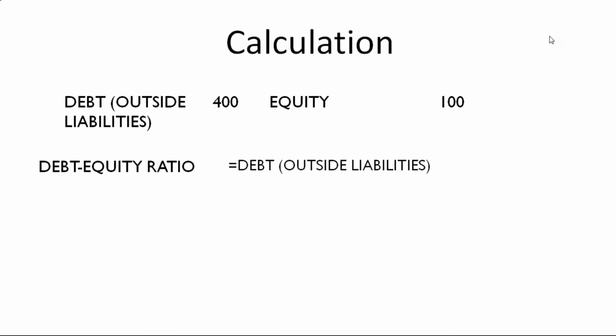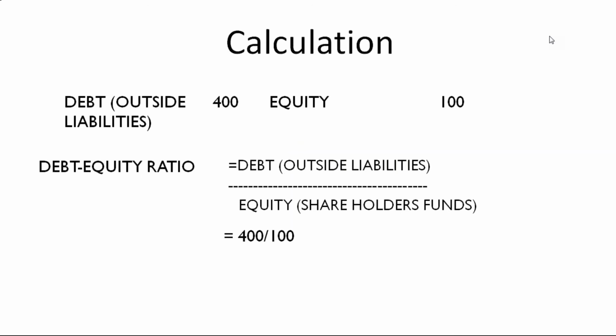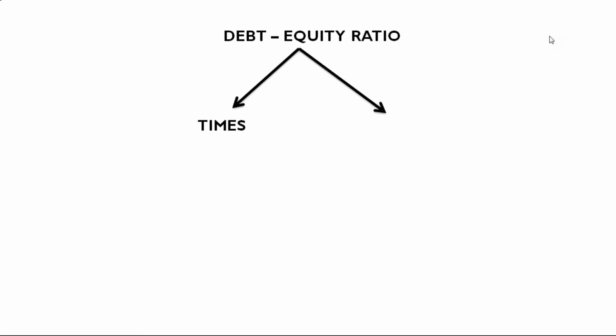If I make it a formula, it's outside liabilities divided by equity, and if I calculate, I get 400 by 100. Now how should I express this? This 400 by 100, I can express either in times or as a percentage. In times, 400 by 100 is nothing but 4 is to 1. So what does that communicate? For every 1 rupee of equity, I have a debt of 4.